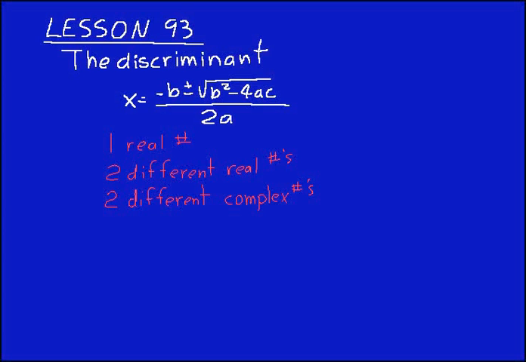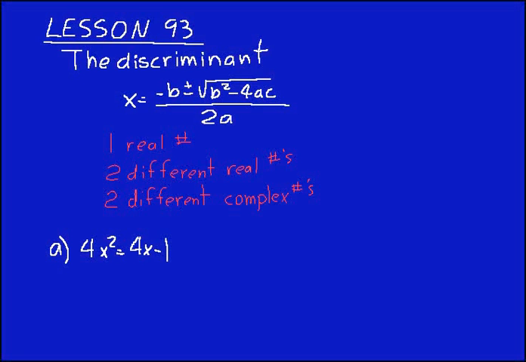If b squared minus 4ac is equal to 0, we only get one real number for a solution. If that's a positive value, then we'll get two different real numbers for solutions. And if it's a negative value, then we know we'll get two different complex numbers for solutions, because the square root of a negative number is a complex number. Or actually, that's an imaginary number, and we add that to the real part to get a complex number.